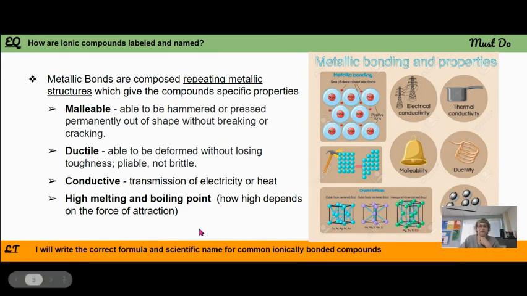Okay, so now we've looked at metallic bonds. Can we now look at how the gemstone and the metal for the ring, how they go together and why they're put together in the way that they are?